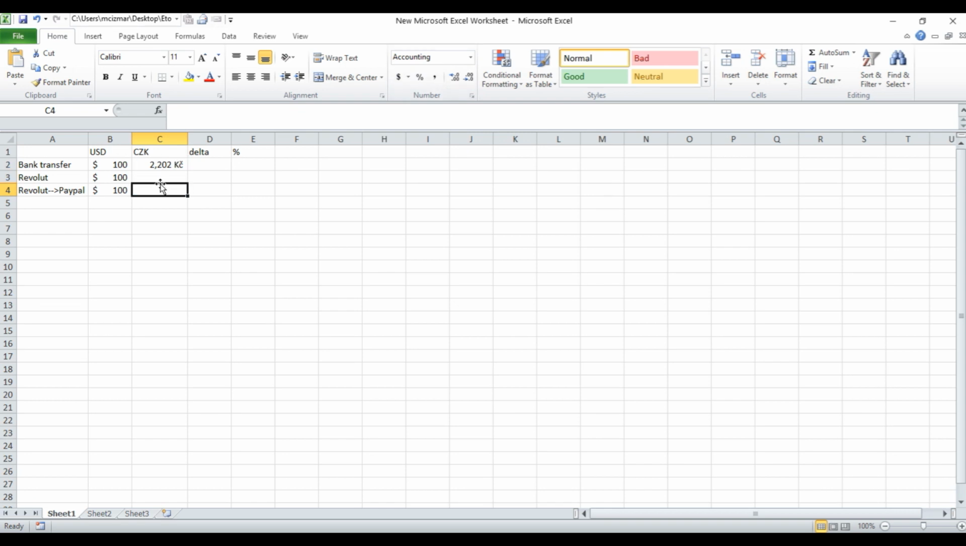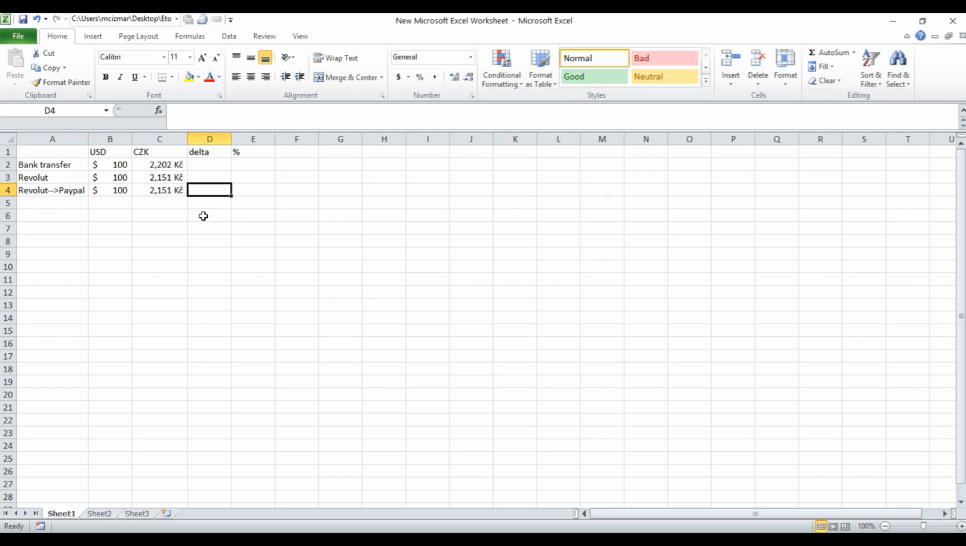Okay, let's check Revolut right now. Yeah, so I can see it right now. It was 2,151, very similar. Okay, 2,150.6, yeah, and 2,151.1. So basically the same rate was used for Revolut, directly Revolut, or Revolut and then PayPal.